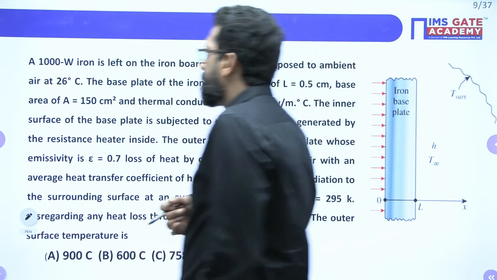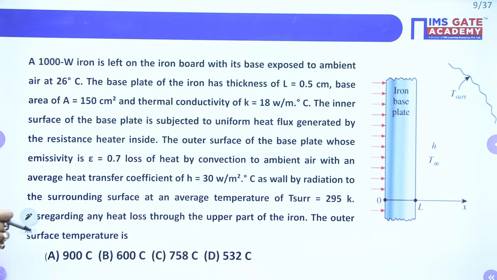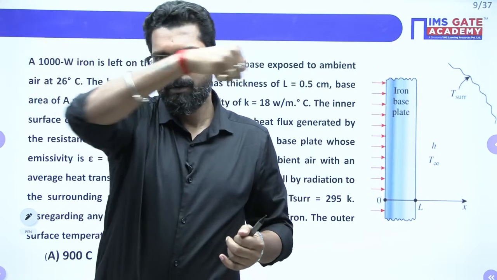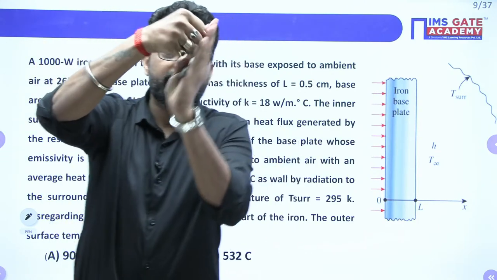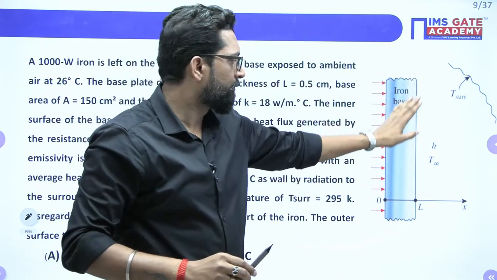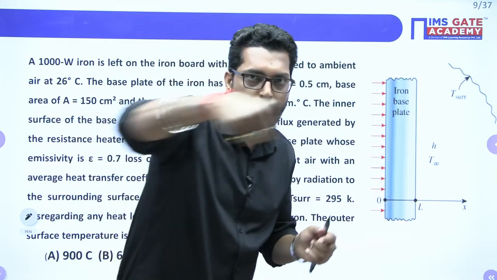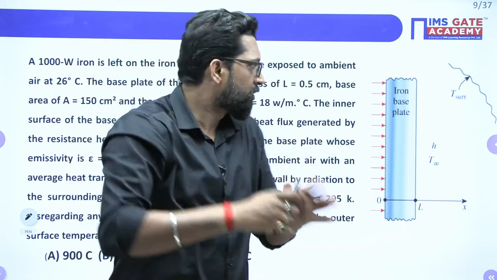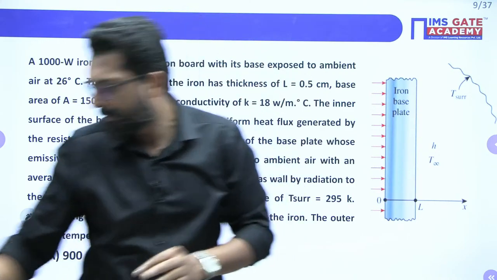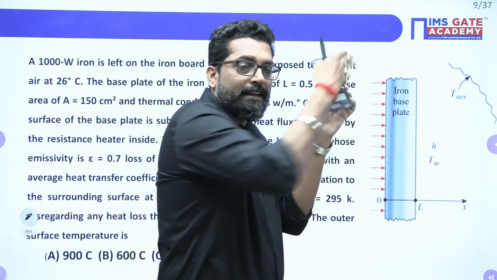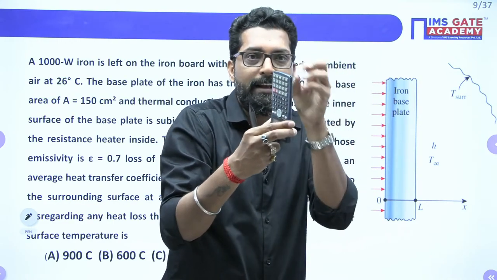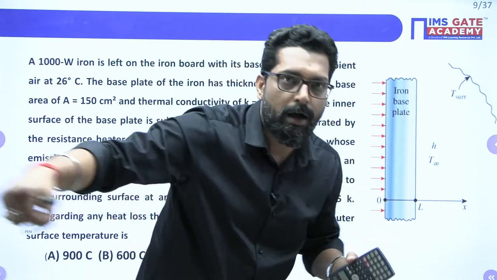Okay, beta. So what is that? See this. A 1000 watt iron. This is your iron plate. You know the iron press. On that iron press, there is a flat surface. So this is your flat surface, right? When you press iron, this flat surface is used. One face of that iron plate is exposed to the atmosphere, and the other face is exposed to the heating coil, and due to that coil, the plate heats up, and you can easily press on your cloth.